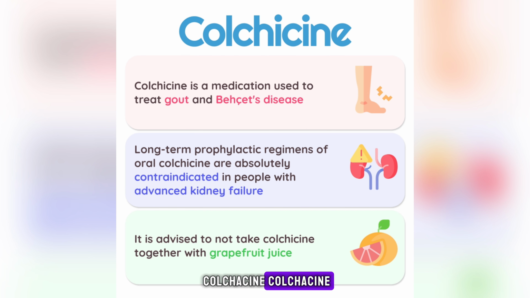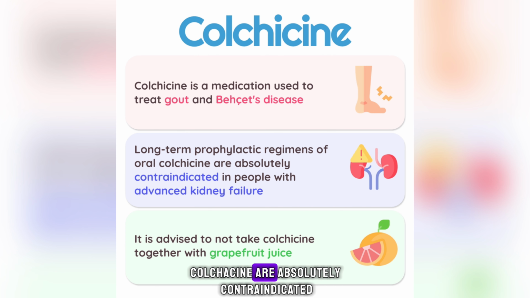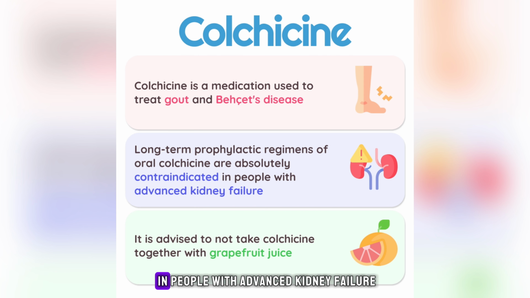Colchicine. Colchicine is a medication used to treat gout and Behçet's disease. Long-term prophylactic regimens of oral colchicine are absolutely contraindicated in people with advanced kidney failure. It is advised not to take colchicine together with grapefruit juice.